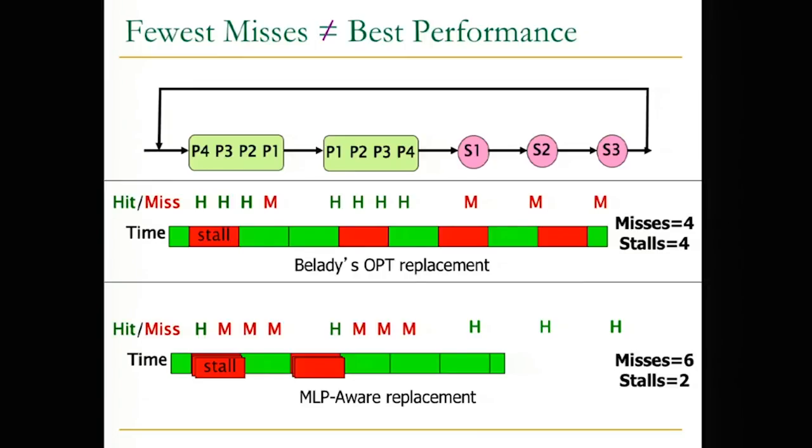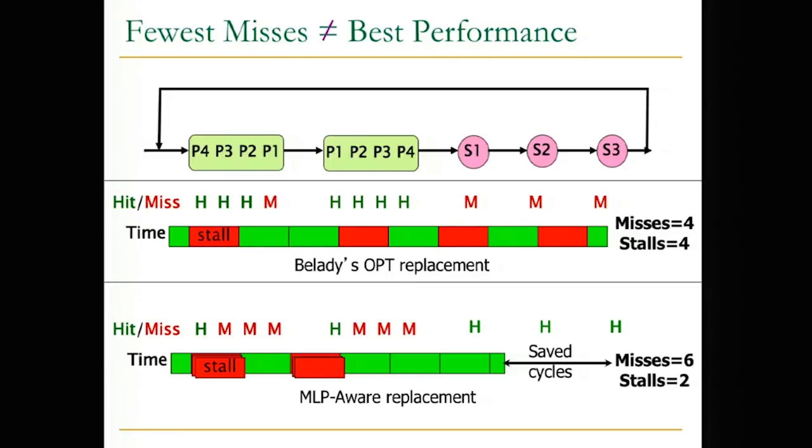Why? Because you can overlap the latency of these three misses at the same time. Whereas you couldn't overlap the latency of these three misses that are serial. As a result, we decided to keep them in the cache. And you save cycles as a result, even though you increase the miss rate. So what really matters in the end to performance is how much you stall the processor, right? Not your miss rate. And this is a perfect example, a cooked-up example that shows that that is the case.